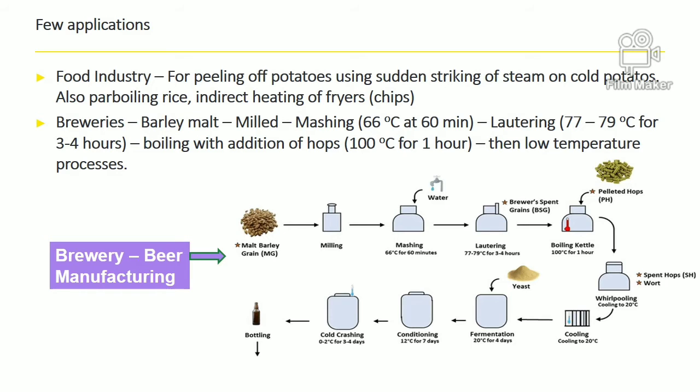You know the barley malt is first milled and then there are three processes like mashing, which is carried out at 66 degrees centigrade for 60 minutes. Lautering process, where solid grains are separated from sweet water, is carried out at 77 to 79 degrees centigrade for 3 to 4 hours. And then the hops are added and the mixture is boiled for 1 hour at 100 degrees centigrade. All these processes need steam.